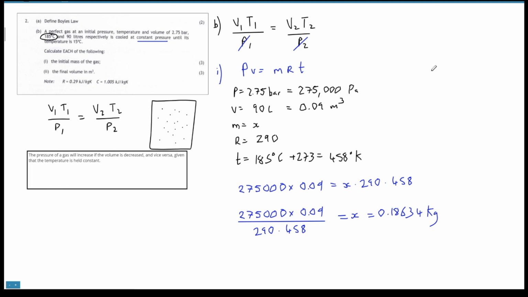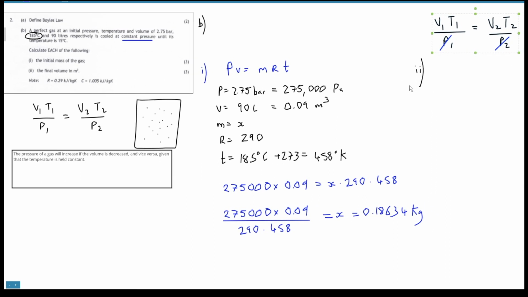So I'm going to do part 2 over here, and I'm going to scoot the page across so we can see it. We've got 2.75 bar. I don't need pressure. It's kept at a constant pressure. This is what I'm saying. I'm using this formula, and I just have to make sure I write down all of my variables.